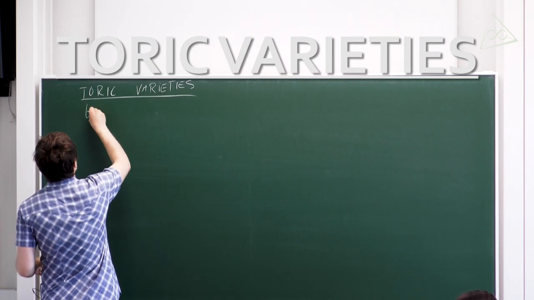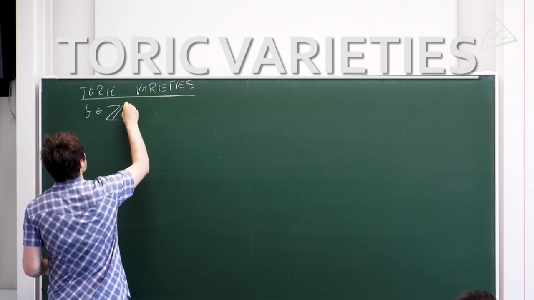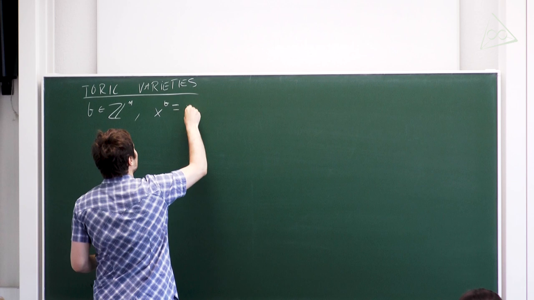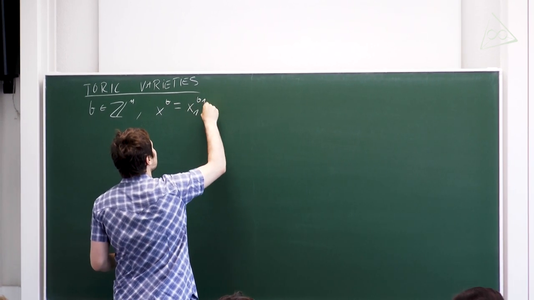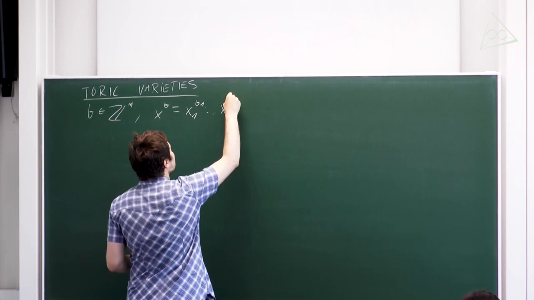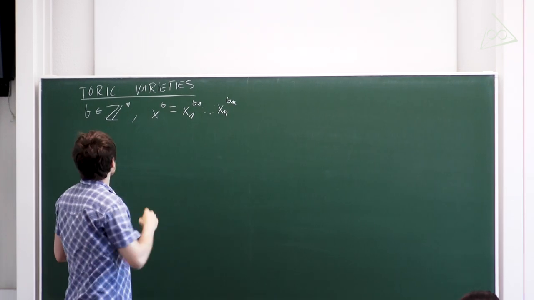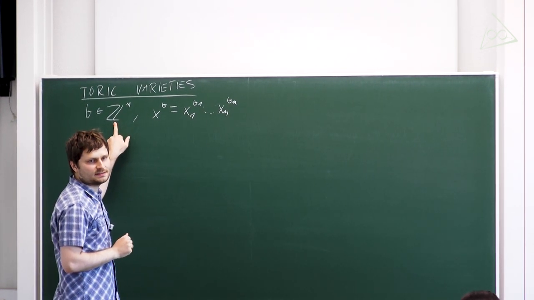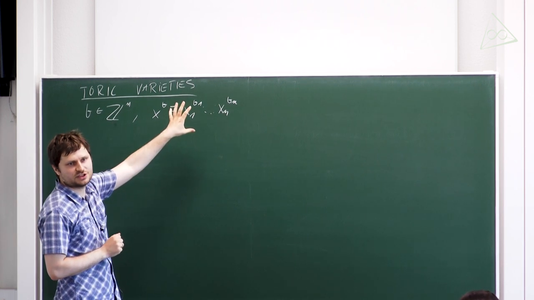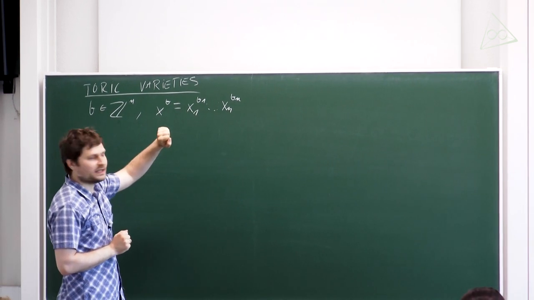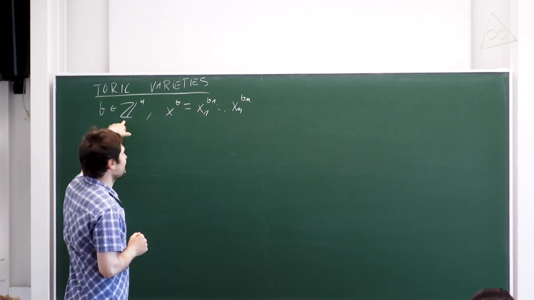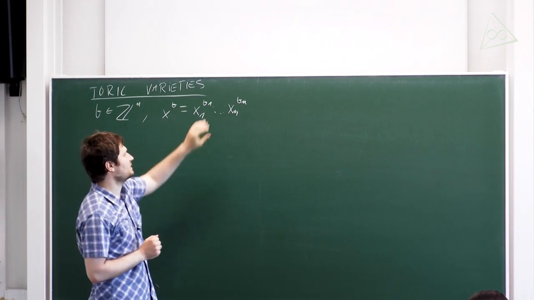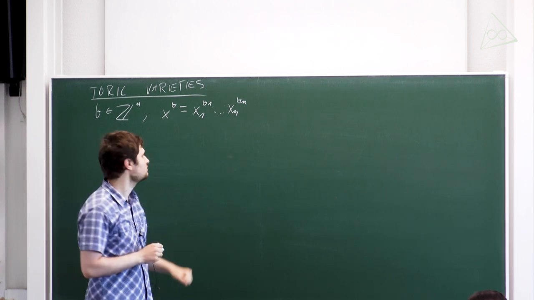So if b is a vector, then by x^b, I mean a product, and we used it when b had all of the coordinates non-negative, and this was just our notation for monomials. Then the difference is that now I also allow negative coordinates, and what I get is called a Laurent monomial.